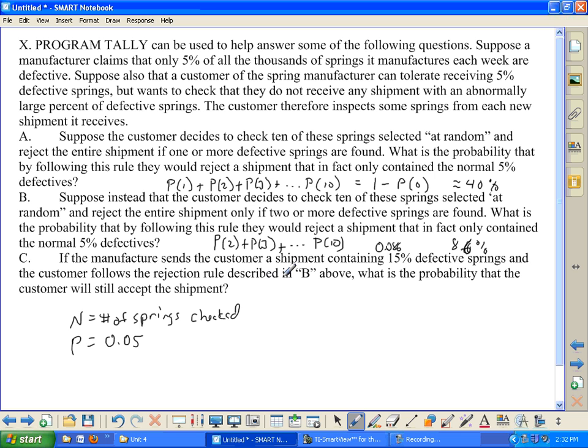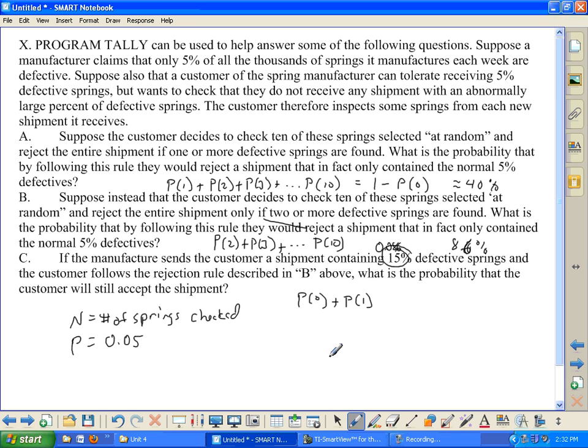However, if we follow that rule, then the question comes, what is the probability that we accept a bad shipment? So accepting a bad shipment means the probability of 0 showing up or 1 showing up, because we're going to reject at 2. If 2 or more show up, then we're going to reject. So we'll accept for 0 and 1.